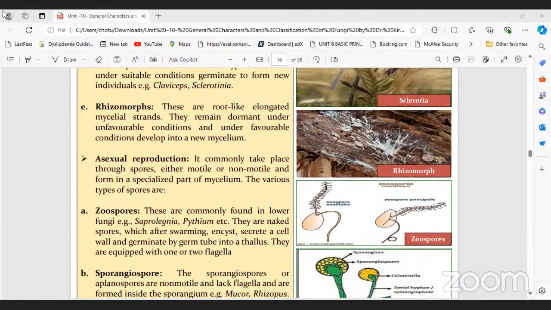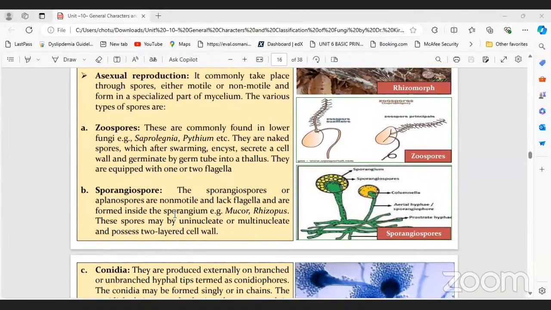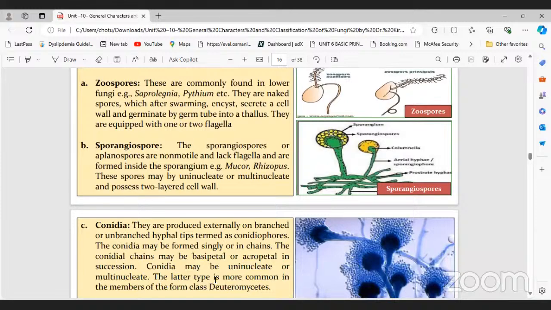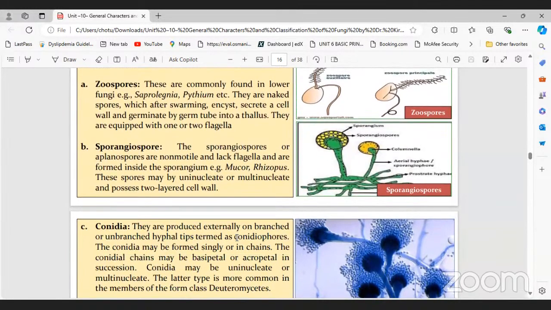Asexual spores are of two main types: sporangiospores and conidia. Sporangiospores are formed within a sac-like structure called a sporangium, plural sporangia. Here I will explain the first one, sporangiospores, and next the zoospores. This is the sporangium, a sac-like structure, and this is the sporangiospore. The second type of asexual spore is the conidia.